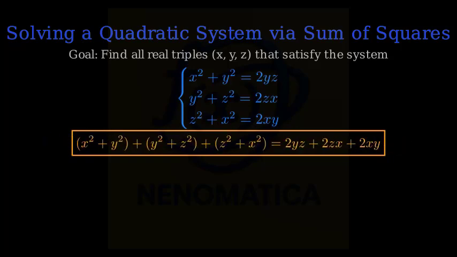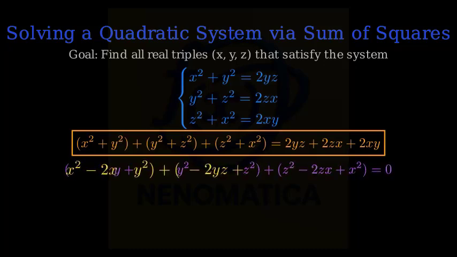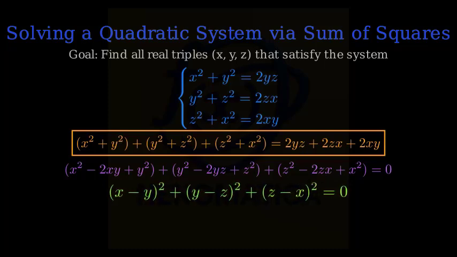Now move the right side to the left and group terms to complete perfect squares. Notice each pair forms the pattern a squared minus 2ab plus b squared. Each grouped expression is a perfect square. So the left side becomes the sum of three squares.